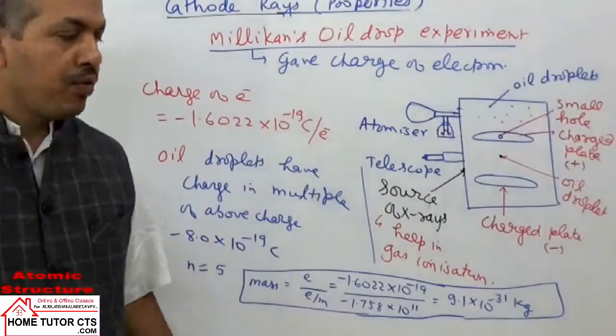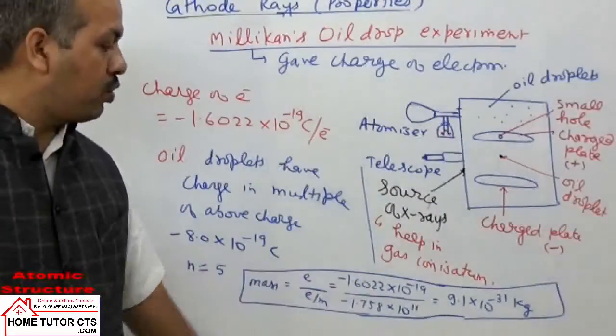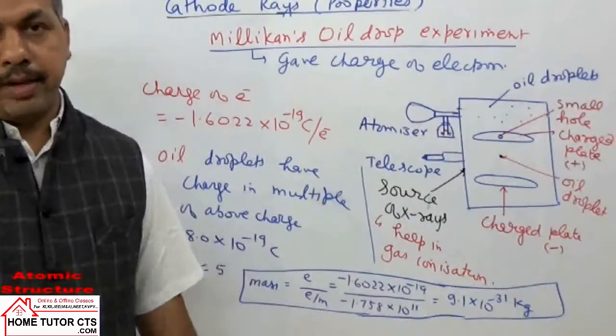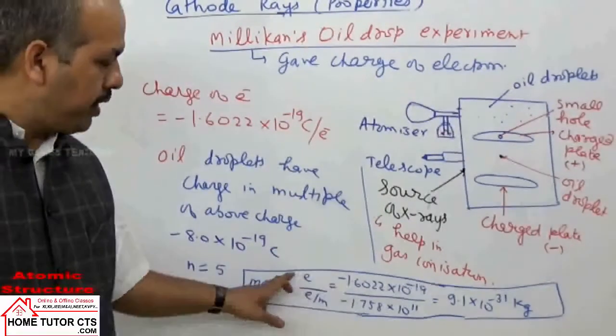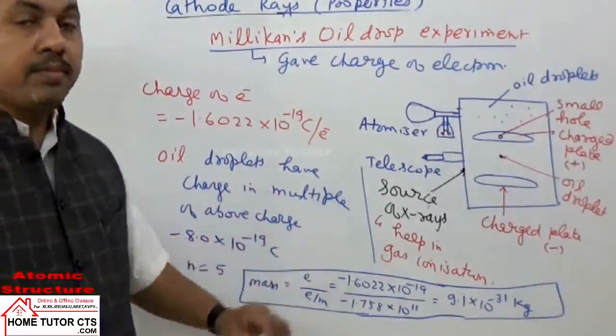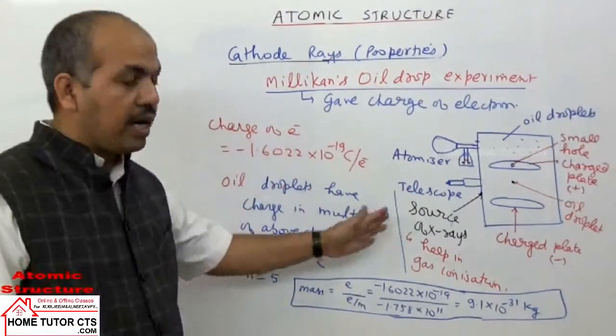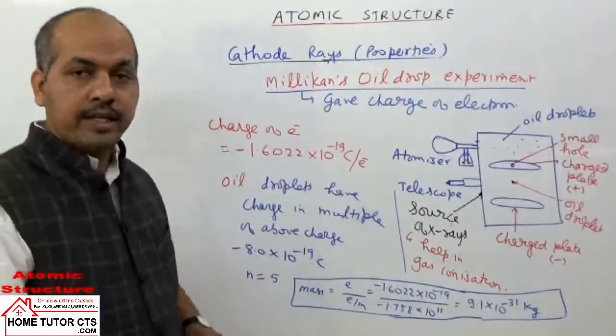I hope it is clear. From the charge and the charge to mass ratio of the electron, the mass can be determined. The ratio of charge by charge to mass ratio will give the mass. So that is how the electronic mass was determined. It is the discovery of the electron, and the charge of the electron, how it is given.